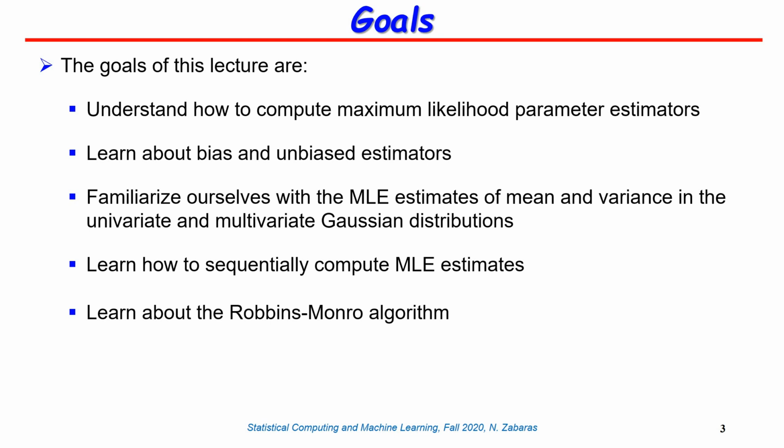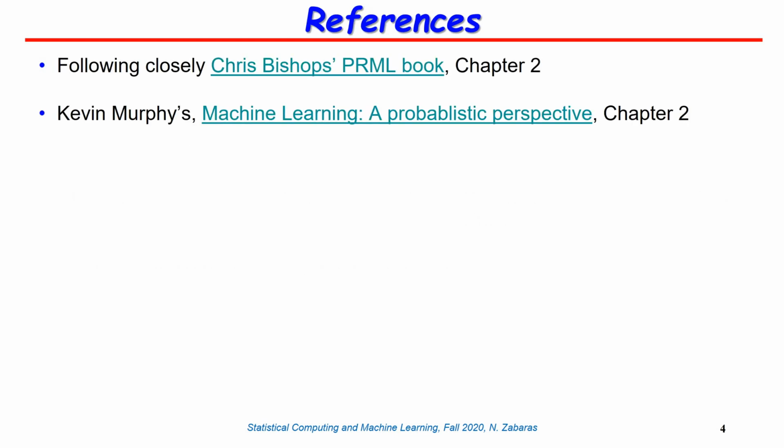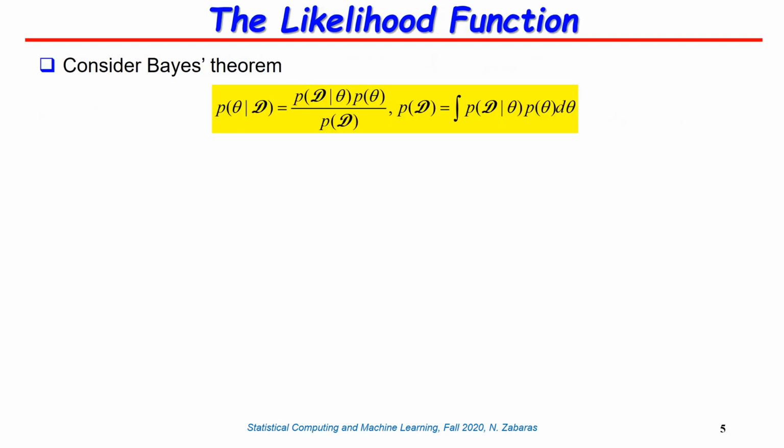Okay, the references for today: most of the material can again be found in Chris Bishop's machine learning book, and Kevin Murphy's book also contains lots of the discussion that you will see today, certainly in the context of these Gaussian MLE estimators.